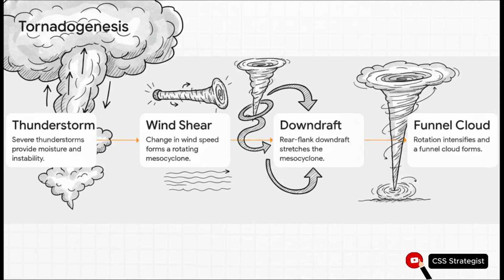And finally, we get vortex stretching. This is where the physics get wild. Because of the conservation of angular momentum, as that rotating column is stretched vertically and gets narrower, its spin rate increases exponentially, eventually forming that iconic funnel cloud that touches down.